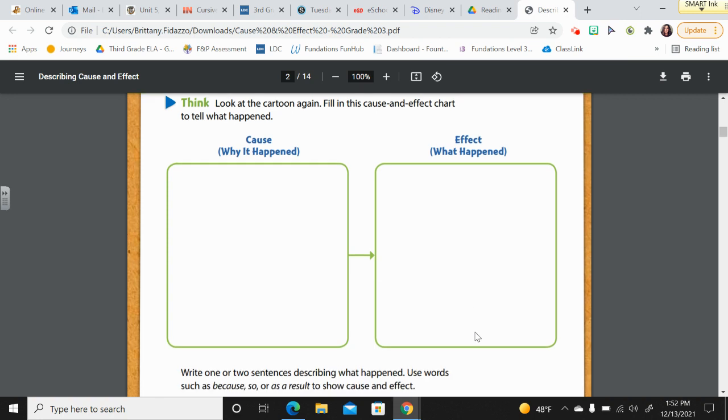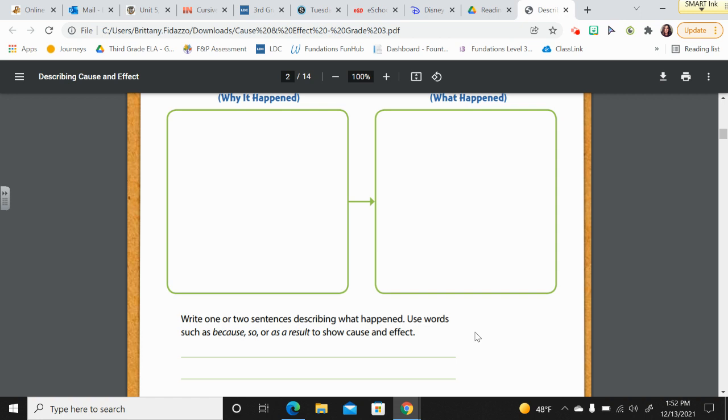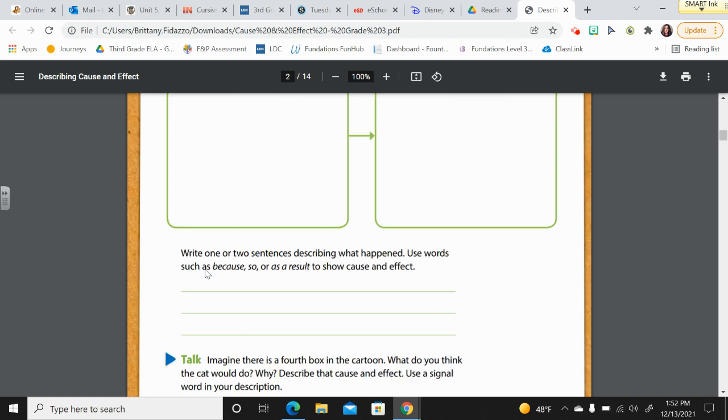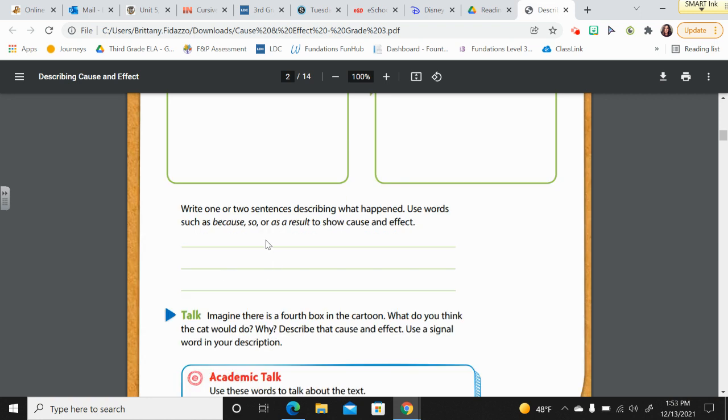Okay. Down here, it says write one or two sentences describing what happened. Use words like because or so or as a result to show the cause and effect relationship. So now you're just putting in a sentence to describe your picture. You could say, because Henry blew too much air into the balloon, it popped. Or you might say, the balloon popped because Henry blew it with too much air.